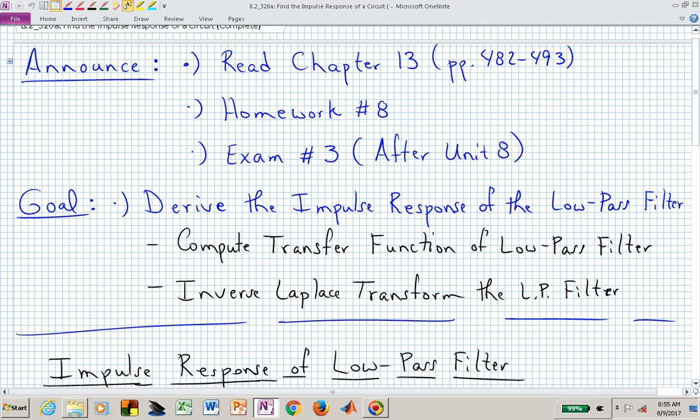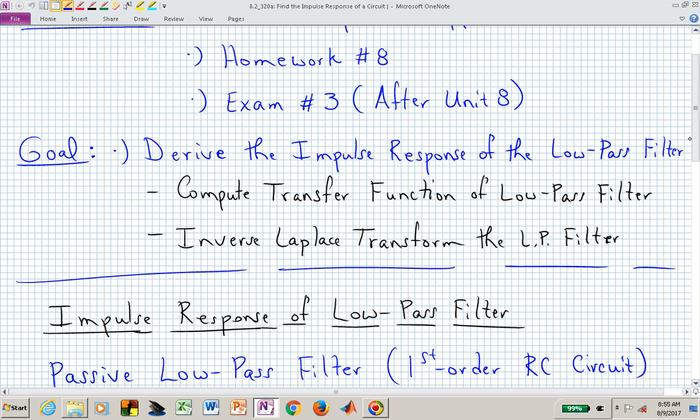So we'll compute the transfer function of our low-pass filter, and then, knowing the connection between the impulse function as an input and the output response, we know that we can find the impulse response of our system by simply inverse Laplace transforming the transfer function that we've just computed, which is the inverse Laplace transform of the low-pass filter's transfer function.